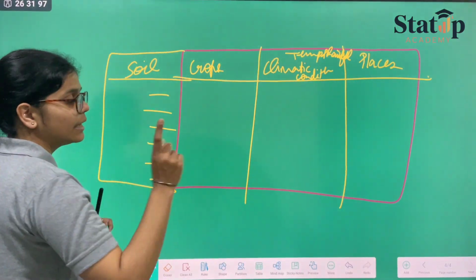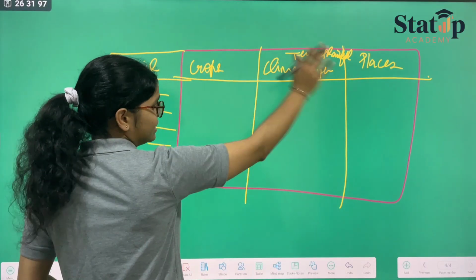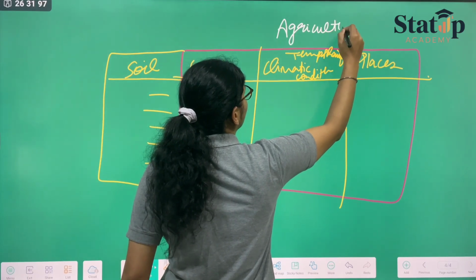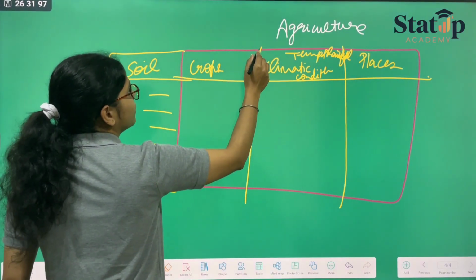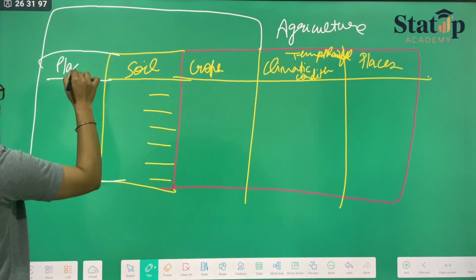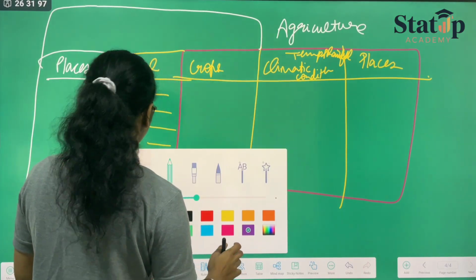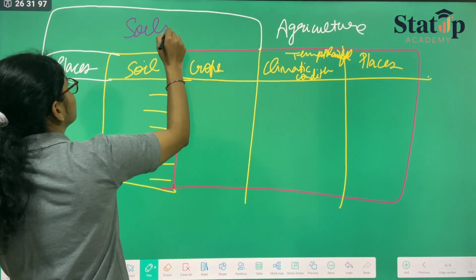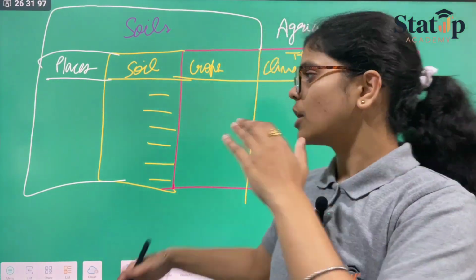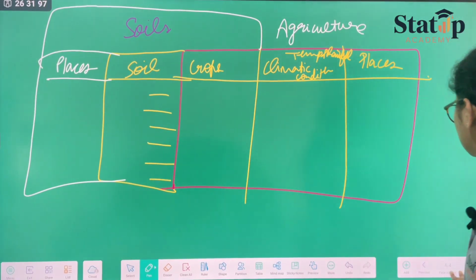Yeah, another table. The first table you shall find in your chapter agriculture, and this table, along with the places, you shall find in the chapter soils. So this whole makes an answer for 5 marks. This is how you're going to get 5 marks, with that PDF of 1 or 2 pages only.